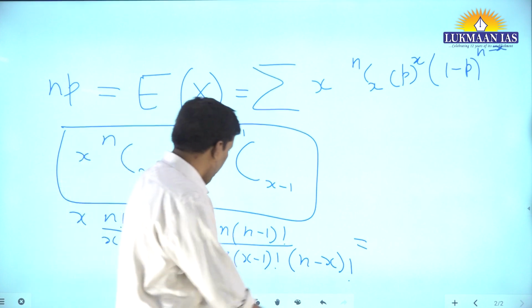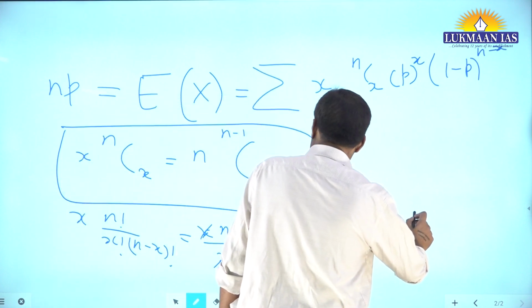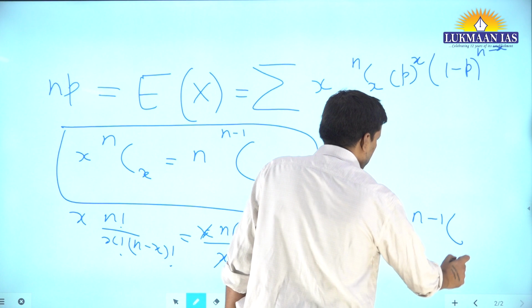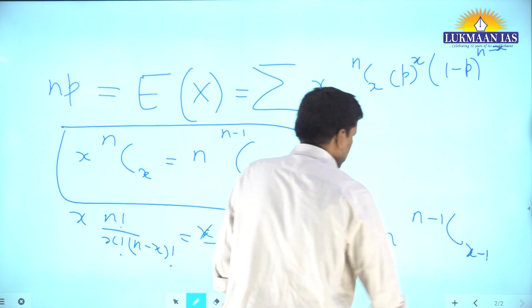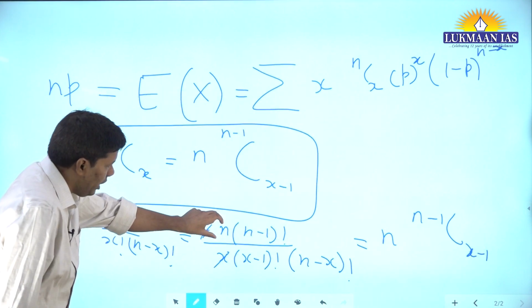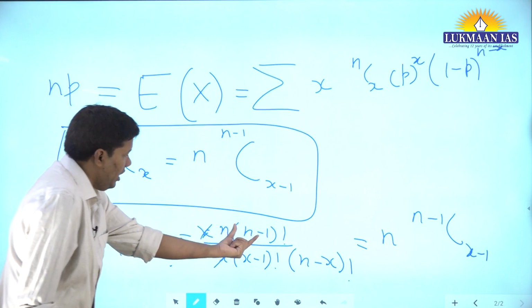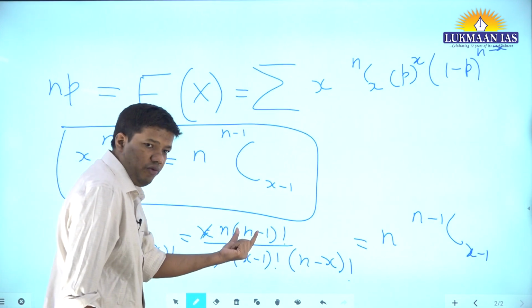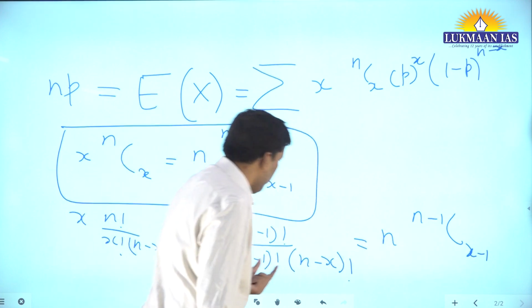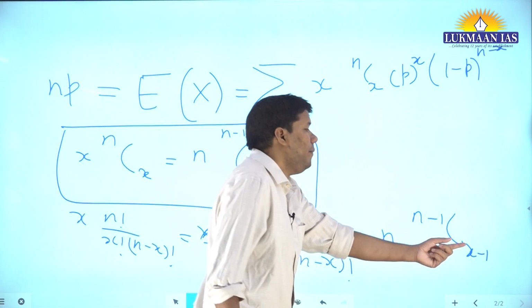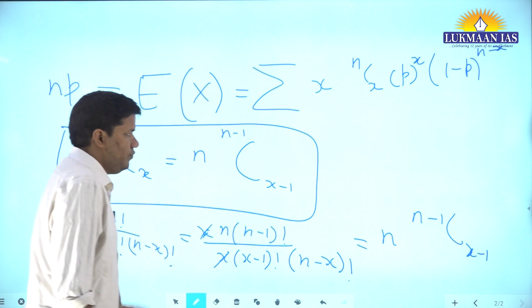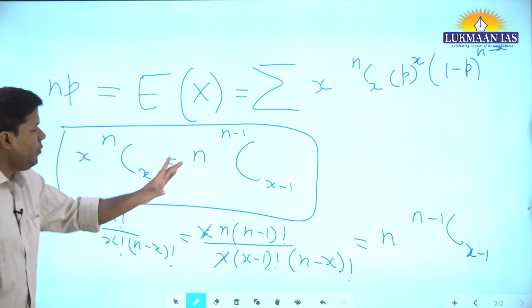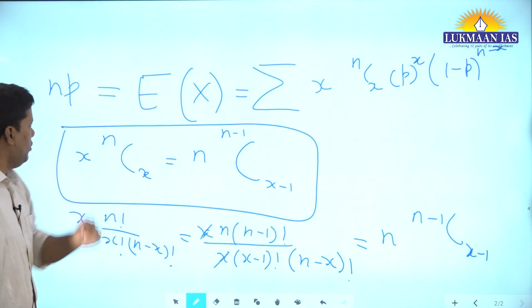You can write it as n into n minus 1 C x minus 1. See why? Now this n is there, and this is nothing but, now I'm expanding this: n minus 1 factorial into x minus 1 factorial, and n minus 1 minus x minus 1 would be n minus x factorial. Convinced? Now, any problem with this identity? You will simply replace it there.